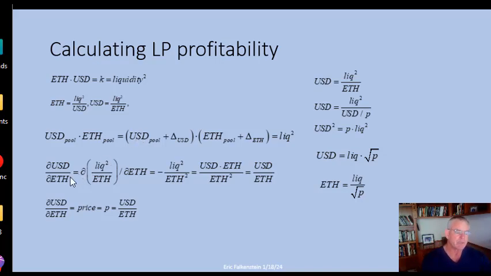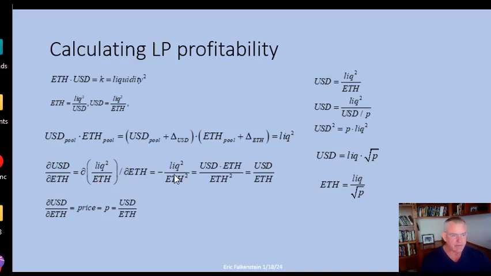It's automatic. So what's the price? Well, the price is how much USD comes out when ETH goes in, or vice versa. That's the two-sided price in these pools. And so you can just take the derivative of USD with respect to change in ETH. You can do that by just saying, okay, well, what's USD? USD is equal to liquidity squared over ETH.